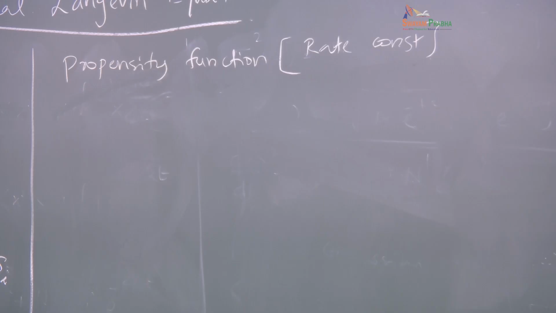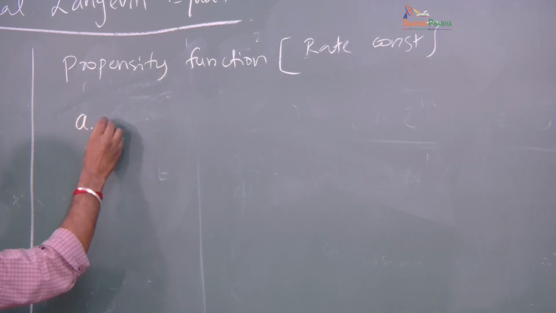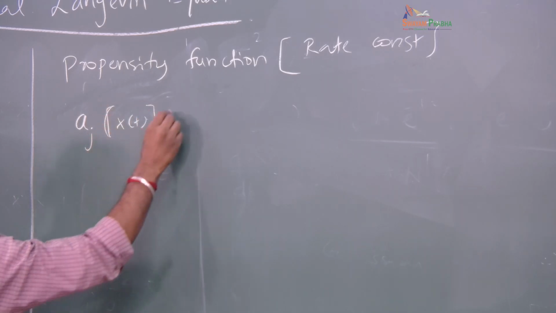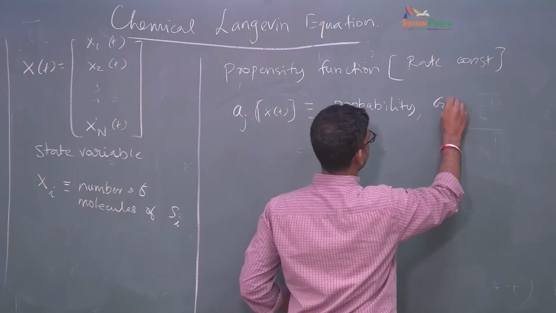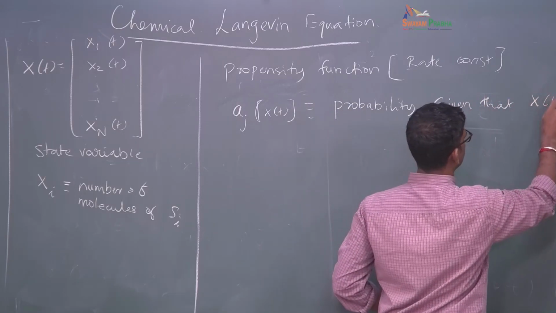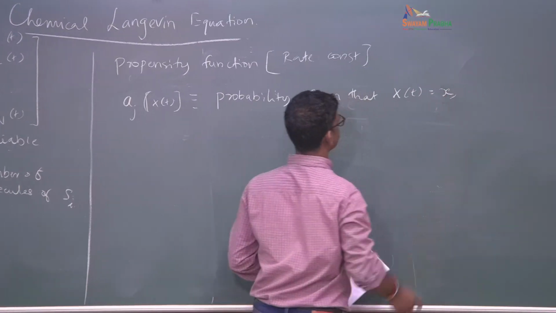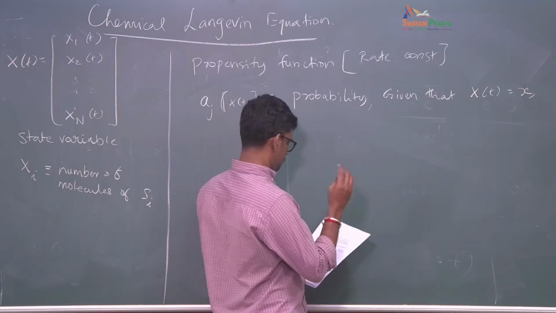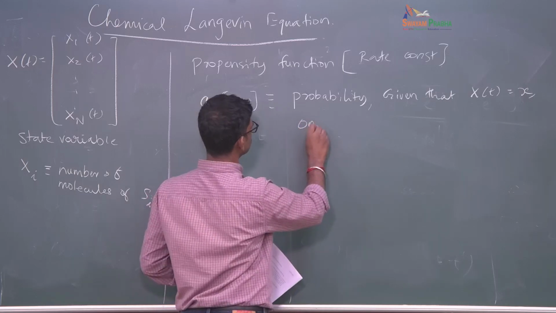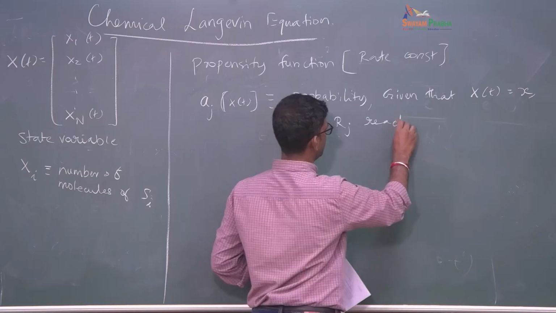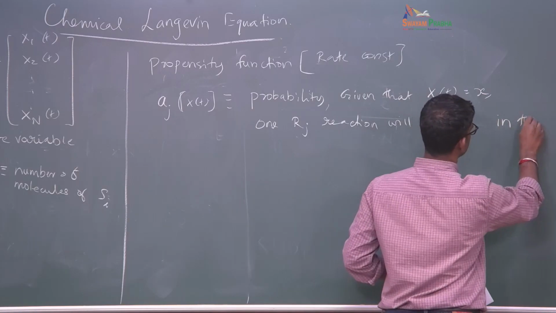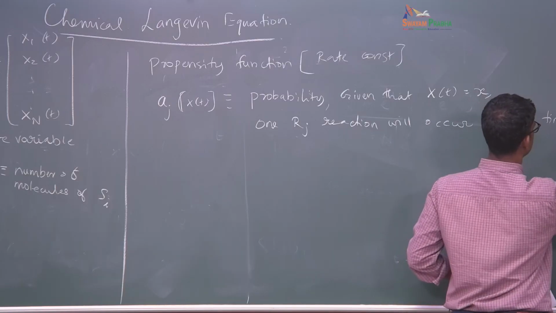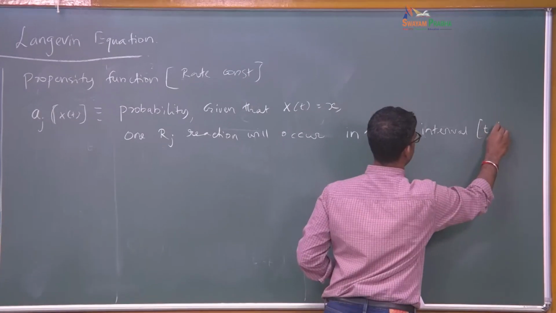And we would like to also bring in some sort of a stochastic character to this problem. We will define aj of x of t as the probability, given that x of t is x, small x, that one reaction will occur in the time interval t to t plus dt.